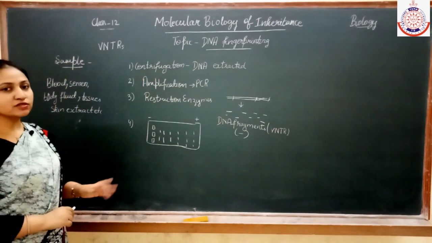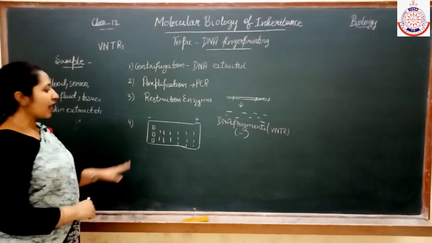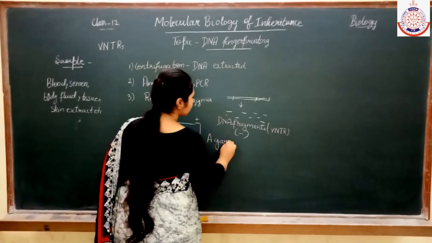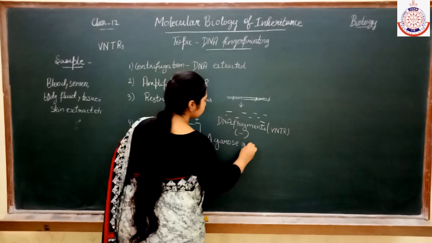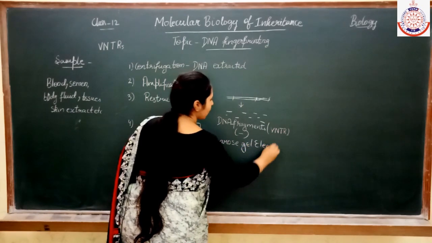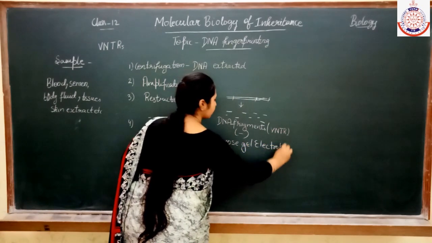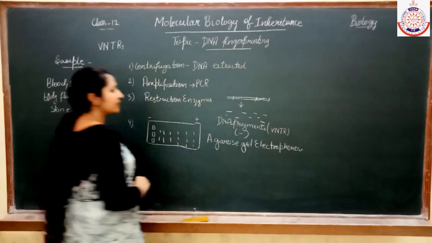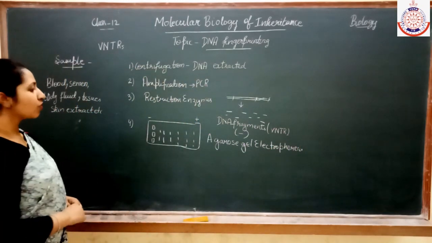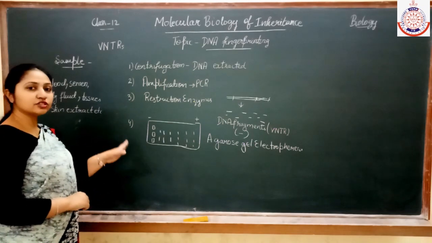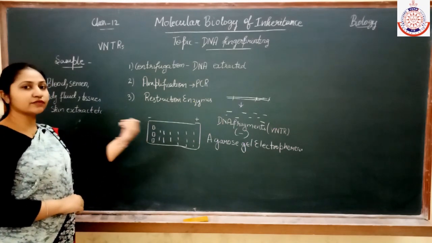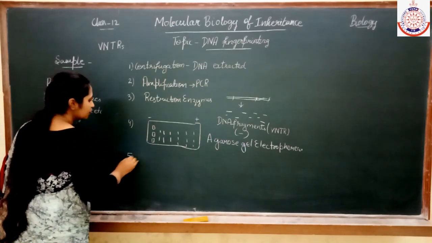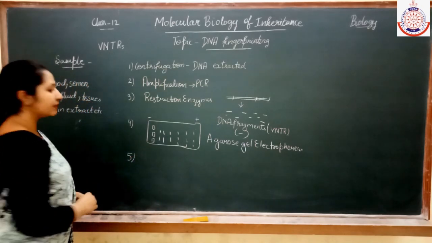So this process is known as electrophoresis, and in agarose gel electrophoresis, on the basis of length and charge, the DNA fragments get separated. Now next is alkaline treatment.